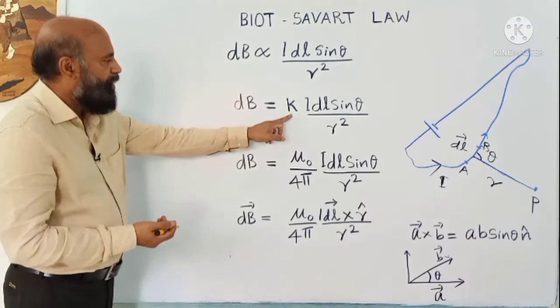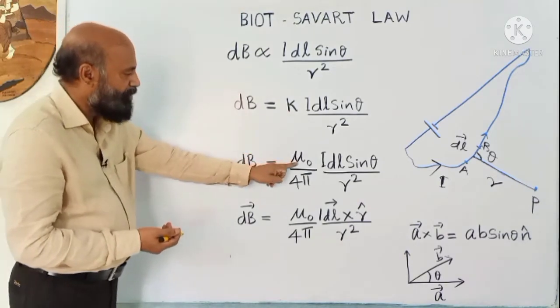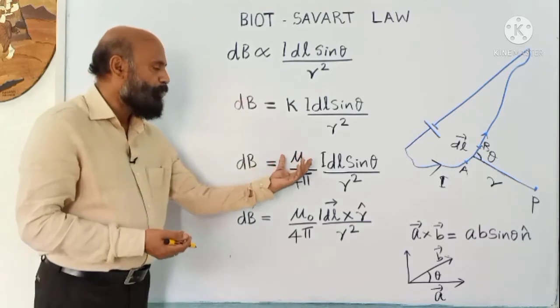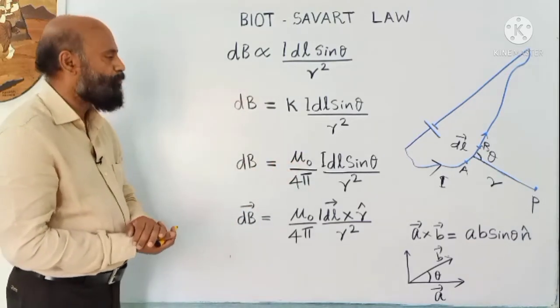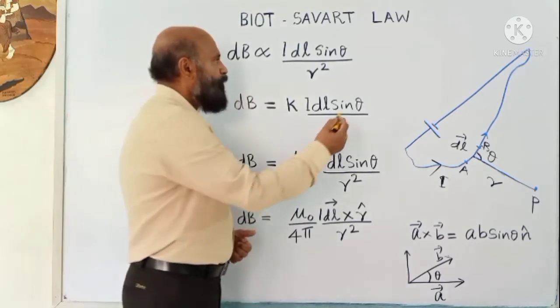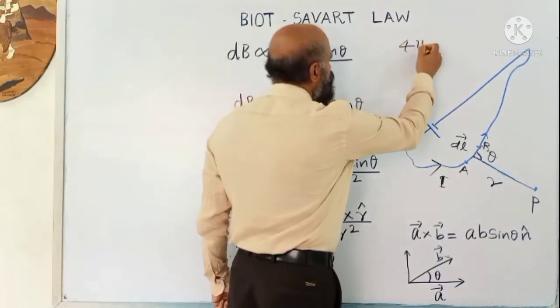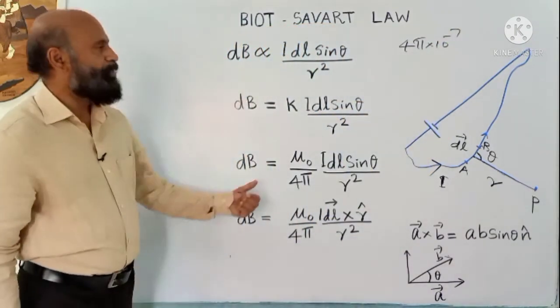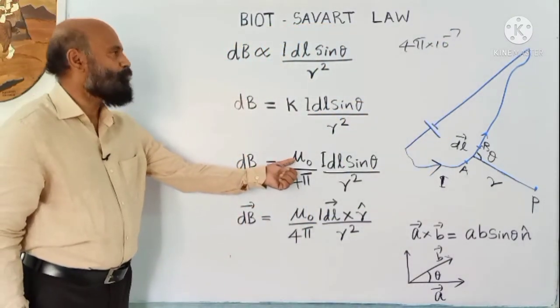Then for this k in the SI system, we can write mu 0 by 4 pi, where mu 0 is the permeability of free space. Then the value of mu 0 is 4 pi into 10 raised to minus 7 Henry per meter. That's the value for this mu 0.